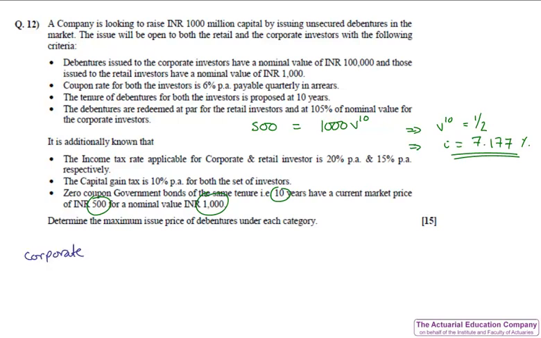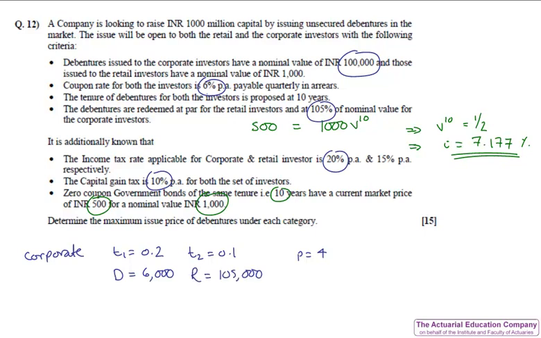Okay, let's deal with the corporate bondholders first of all. Let's get their tax rates. We have income tax of 20%, so t1 is 0.2. Capital gains tax of 10%, so t2 is 0.1. We're told that the coupons are paid quarterly, so p, the number of payments per year, is 4. And the nominal value is 100,000 rupees. Now, since the coupon rate is 6% per annum, that means the annual coupons will be 6,000 rupees. And the redemption is 105% of the nominal value, so our redemption value will be 105,000.